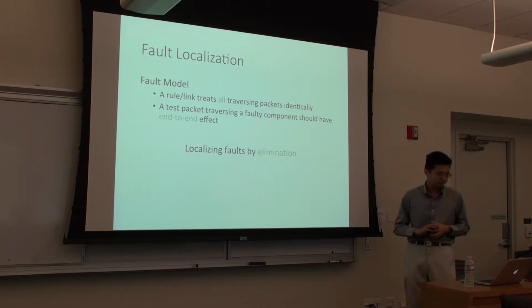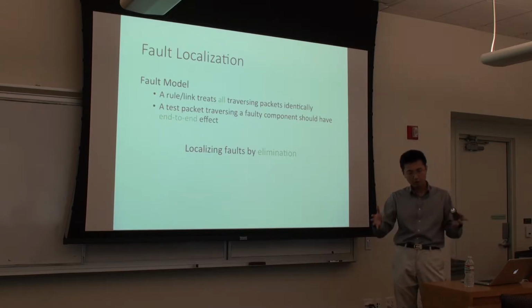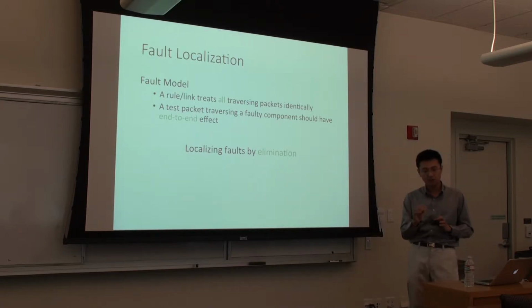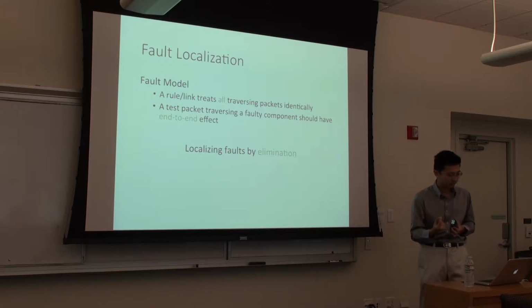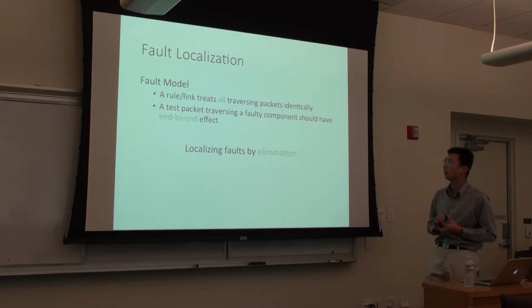So for localization, if all the regular packets have been delivered correctly, we know that everything is correct, perfect. But if there's something wrong with these regular packets, how do we pinpoint the faulty spot? To answer this question, let me just recall the fault model we assume.